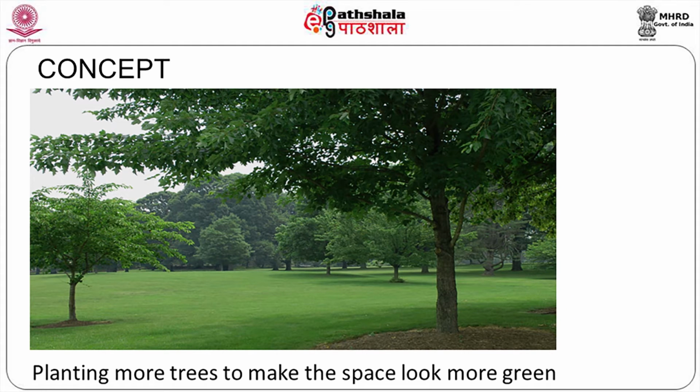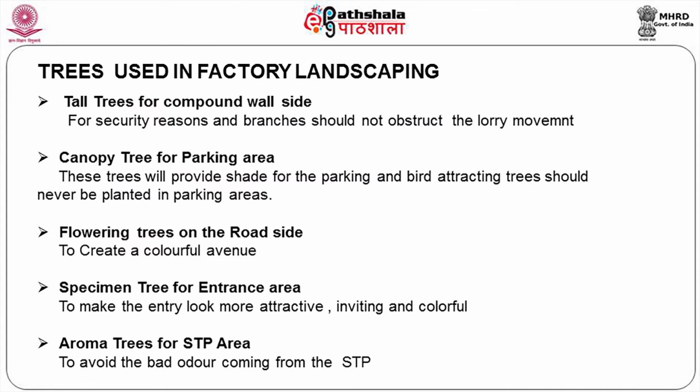You have a wooded area, planting more trees to make the space look greener. Number one, the concept is that we want to plant more trees in the area to make the space look more green. Trees used in the factory are tall trees on the compound wall side for security reasons, and the branches should not obstruct lorry movement. People from outside cannot climb into the tree and come into the factory, and people inside cannot climb and go out of the factory. Then canopy trees for the parking area.